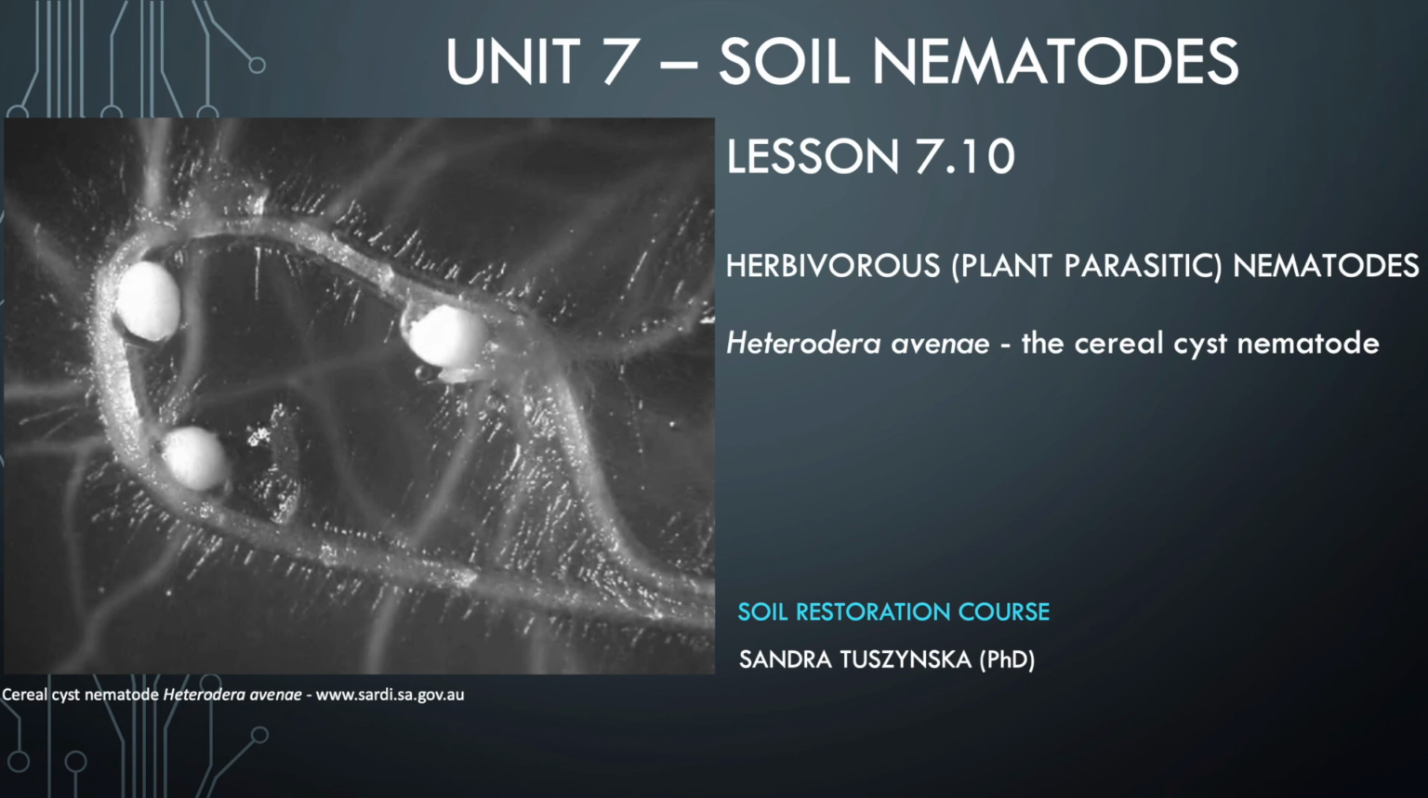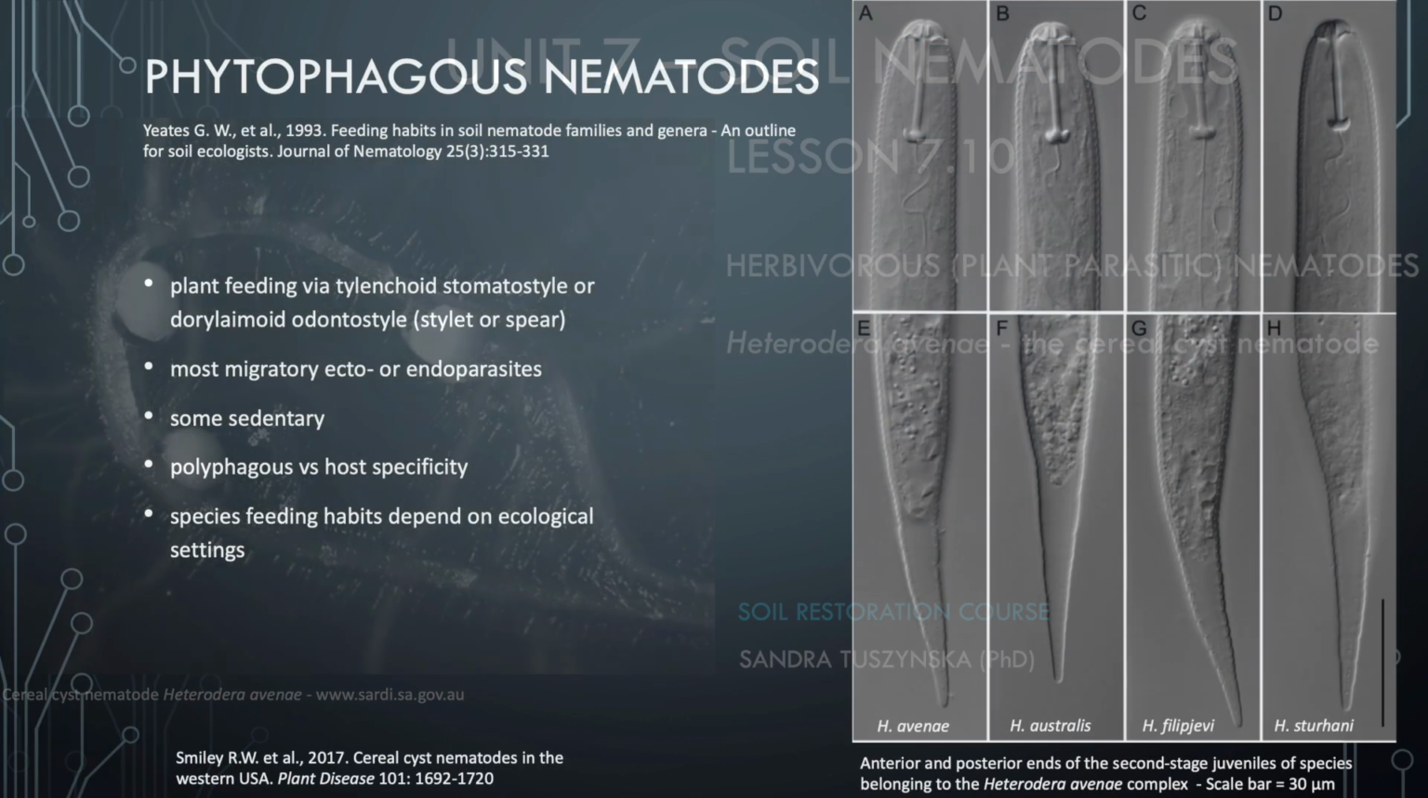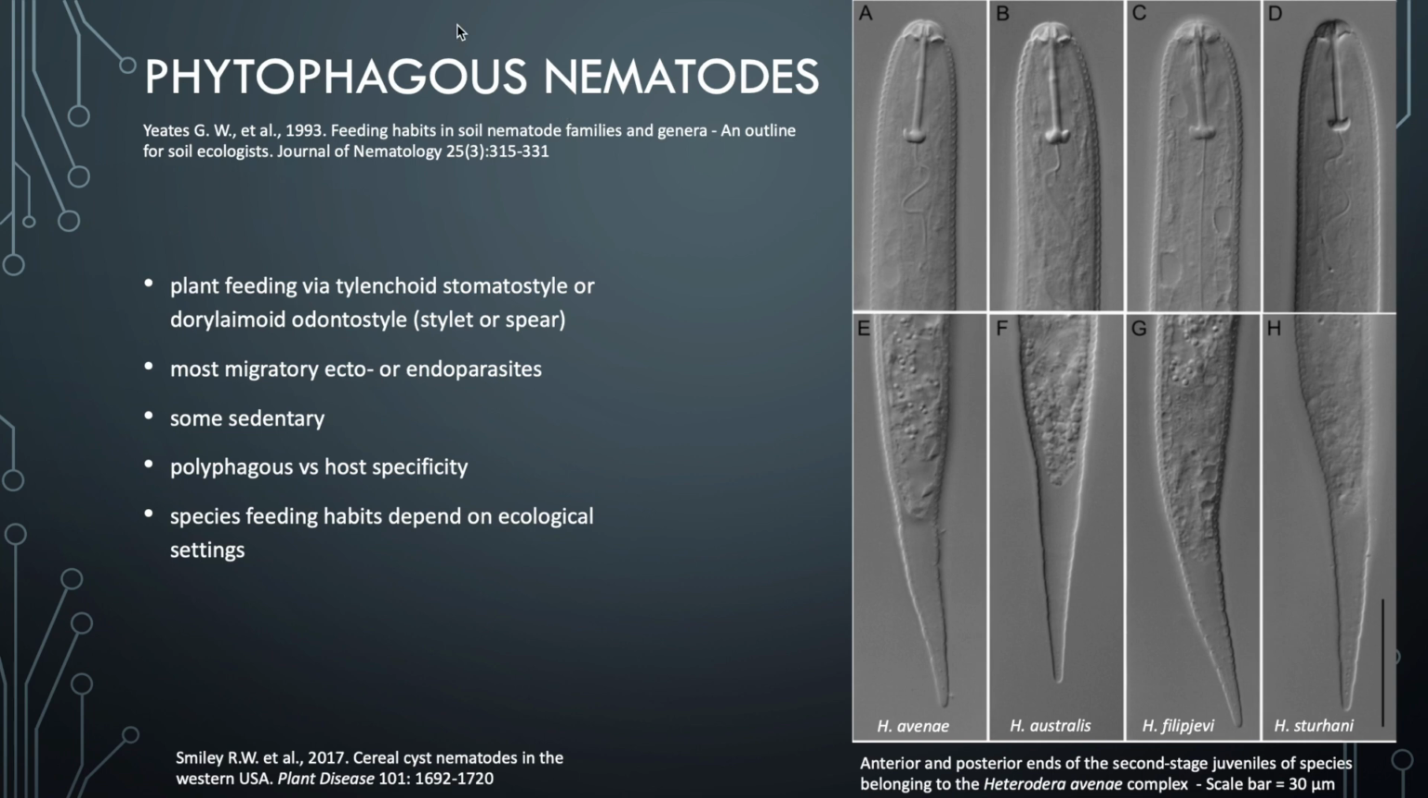Okay, let's jump into lesson 7.10. So let's look at phytophagous nematodes. Phytophagous means plant eating. These are all the nematodes that consume plants, usually at the root level, and they do so through the various stylets and spears that they possess as part of their mouth parts to actually pierce plant cells and plant tissue.